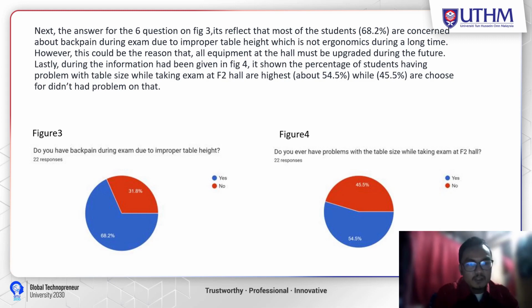As we can see in figure 3, for the question on having back pain during the exam due to improper table height, the percentage is 31.8% for no and 68.2% for yes. On figure 4, for the question on having a problem with table size while taking the exam in F2 hall, 45.5% chose no and 54.5% chose yes.